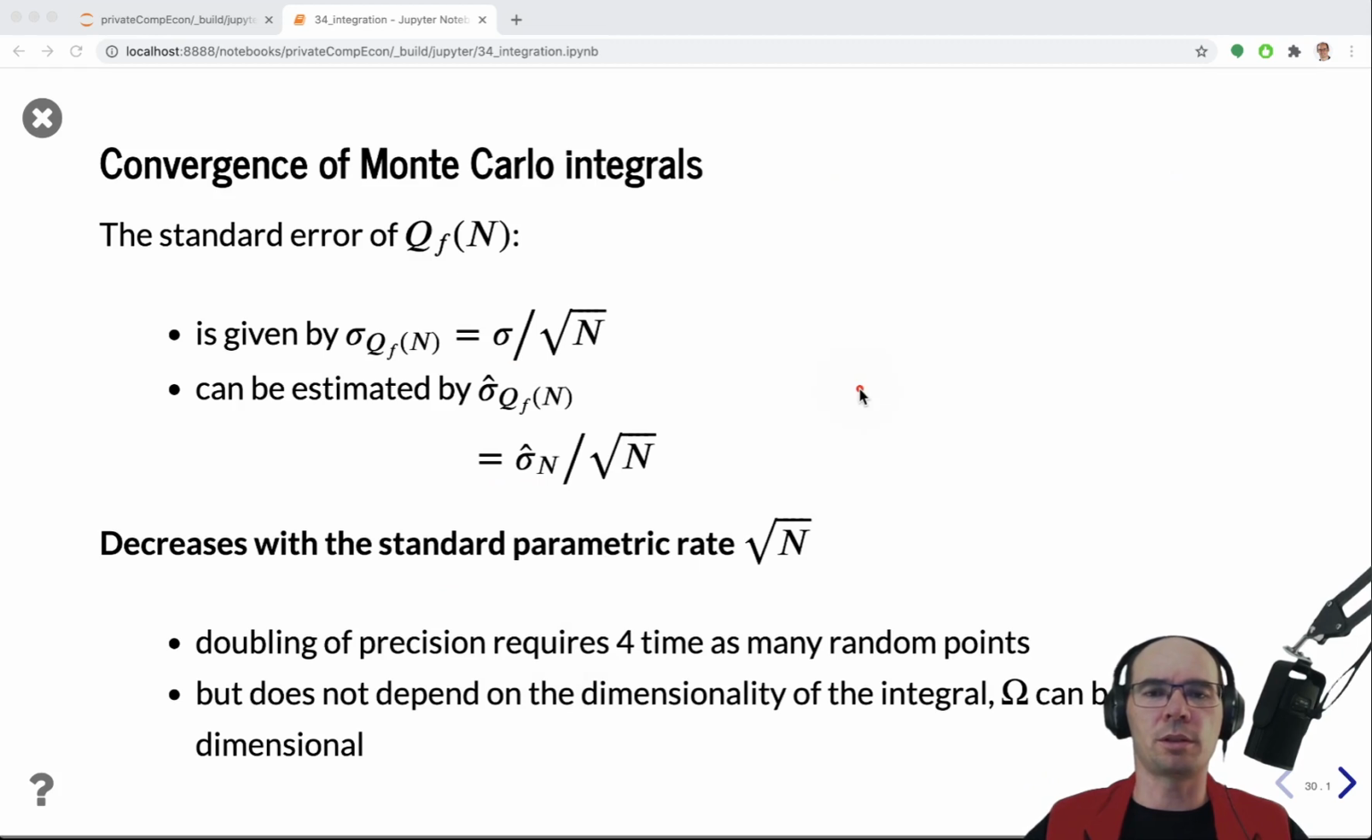But what's the beauty of it? Can you see the number of dimensions anywhere here? It is independent of the dimensionality of the integral. So this omega can be a really complicated and high-dimensional set, and still the error of the Monte Carlo integral decreases with the square root of n. And so that's what makes the Monte Carlo integration useful in multiple dimensions.